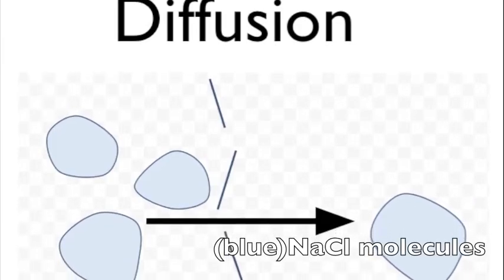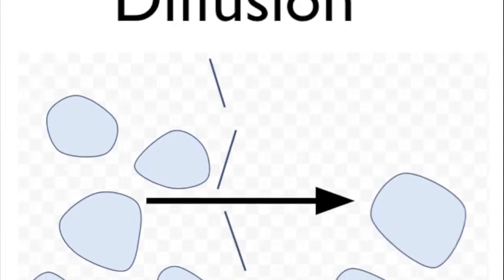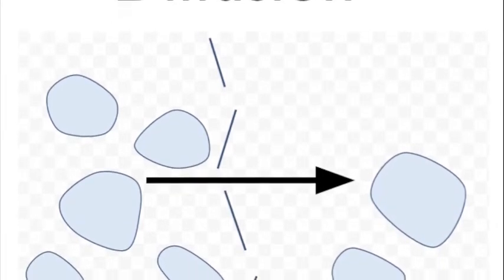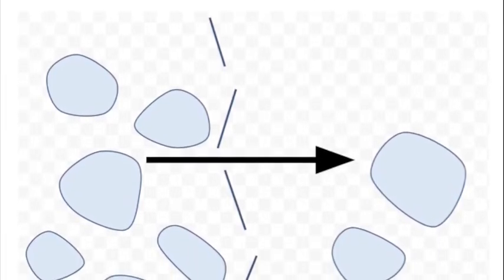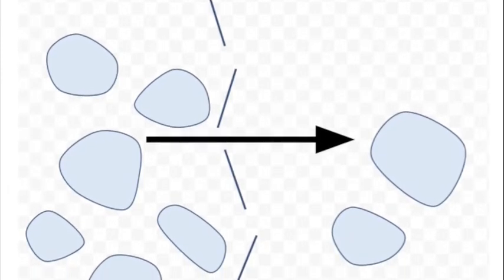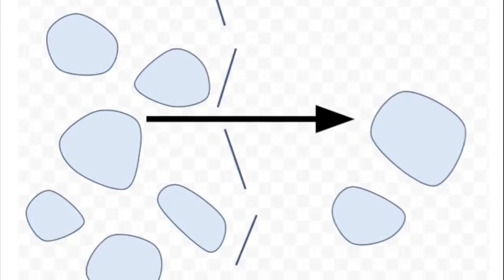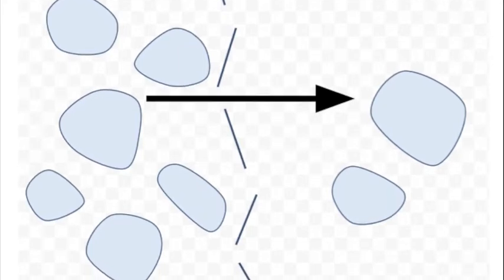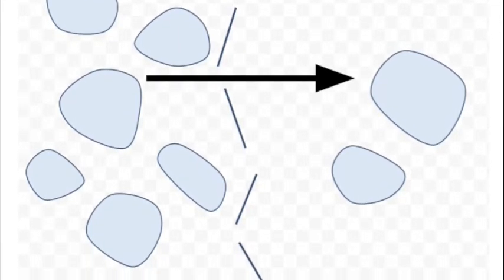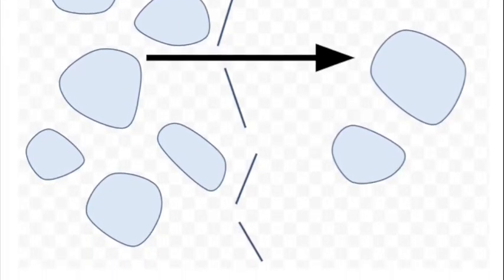Diffusion. It is a type of passive transport, and it is a movement of small molecules through the membrane from a high area of concentration to a low area of concentration, where you can see in this diagram those molecules are NaCl salts, and the left side is crowded and the right side isn't, so it's moving from high to low concentration.